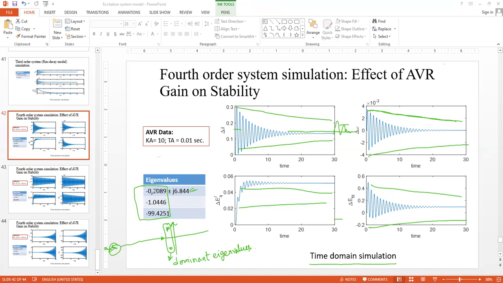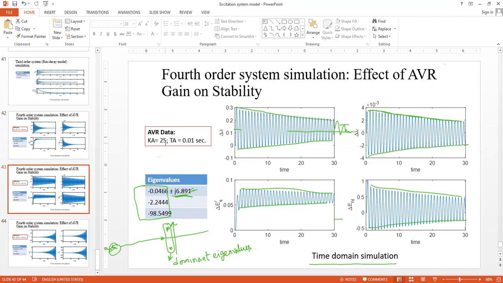So it is in the range of minus 0.2, and the frequency is 6.844, not a big problem. But if we increase the gain to 25, it was minus 0.2. Now you see it is coming back. The value is now getting closer and closer to the y-axis. So this was minus 0.2 something, and now it is minus 0.0466. It is moving towards the y-axis, and it is pretty close.